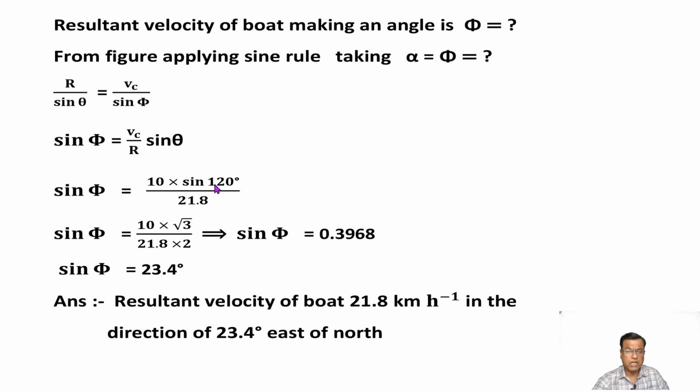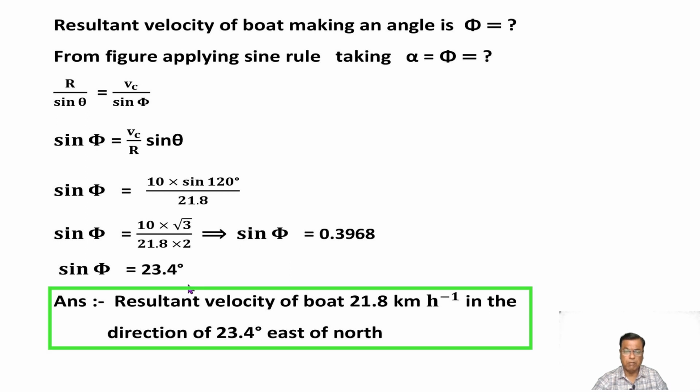So sine 120 means sine of 180 minus 60, so sine 60, and the value of sine 60 is root 3 by 2. This is the 10, this is the 21.79. Simplifying once again, we have sine phi equals 0.3968. So from the log table, we can get the value of phi. Here by mistake I have written sine phi equal to this, but don't consider sine, only consider phi equal to 23.4 degree. So the resultant velocity of the boat makes an angle of 23.4 degree with the north direction.